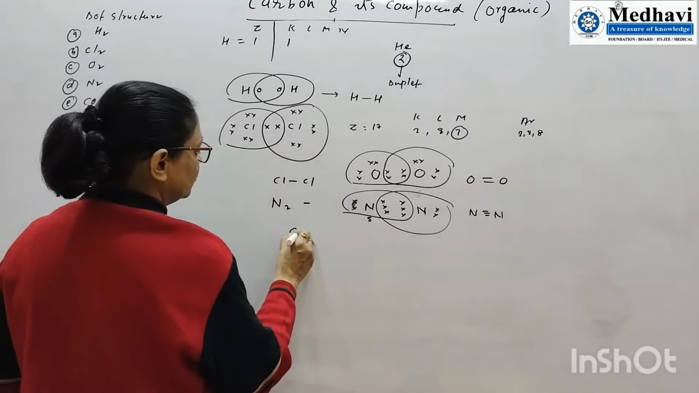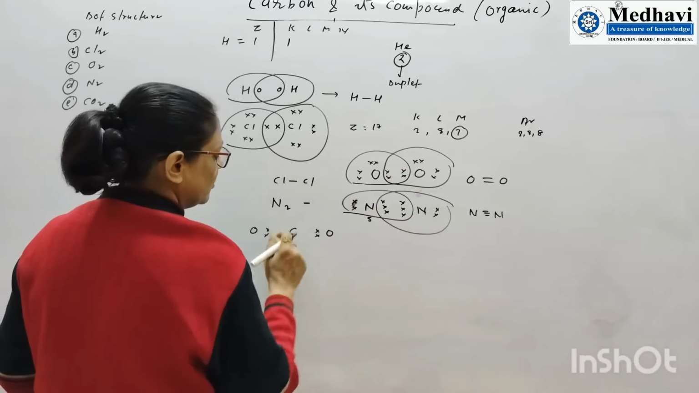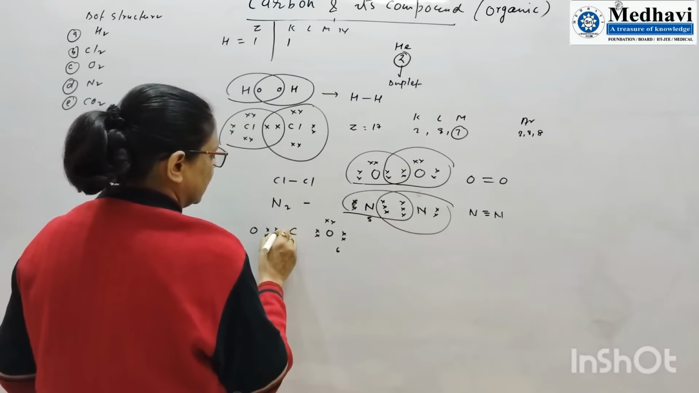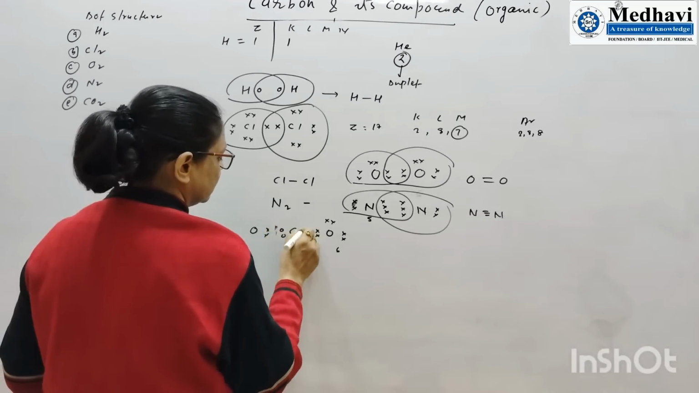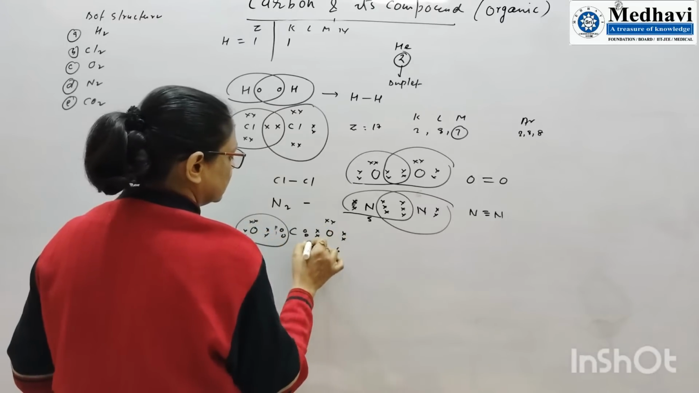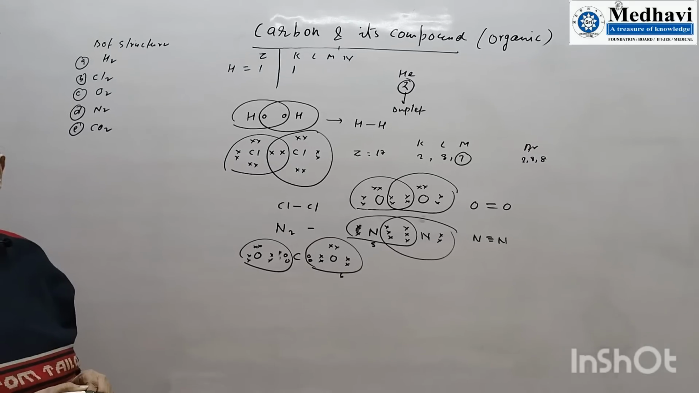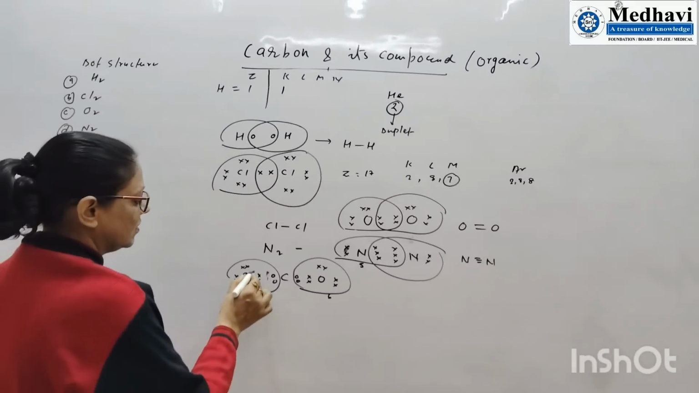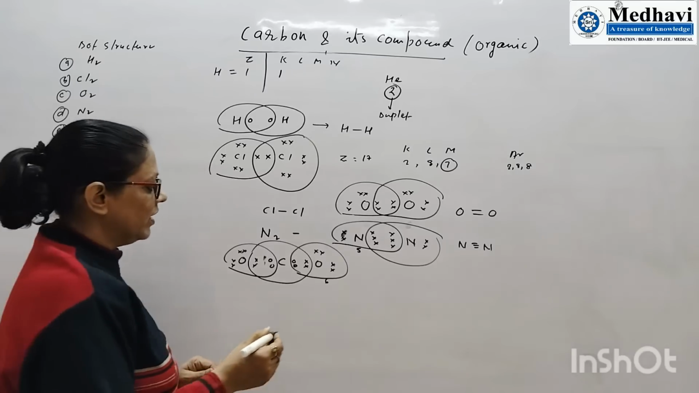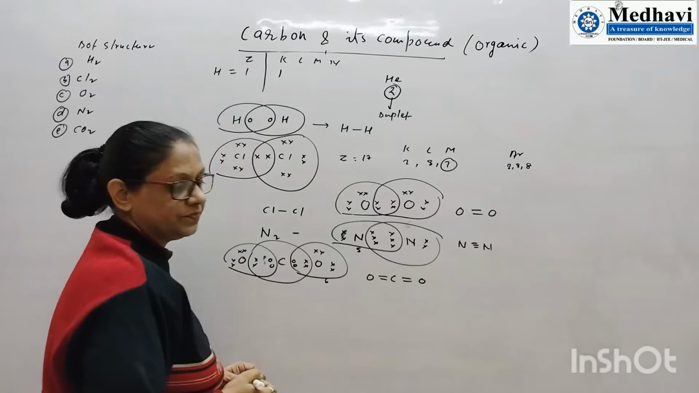In case of CO2, oxygen will share its 2 electrons. We have already got this information from valency. Carbon has 4 electrons. So here the octet of oxygen has been fulfilled, as well as the octet of carbon. So here we can say there is a double bond formation between carbon and oxygen.